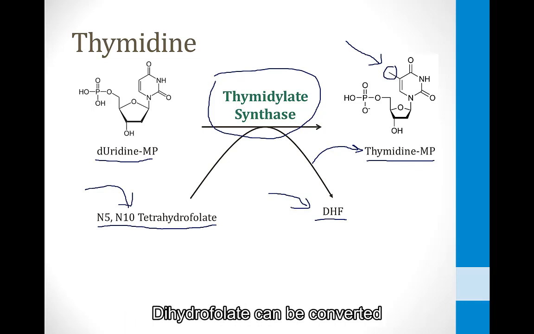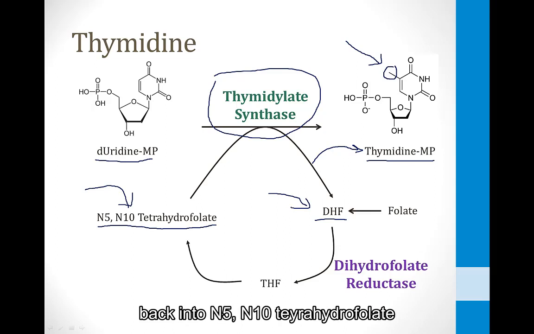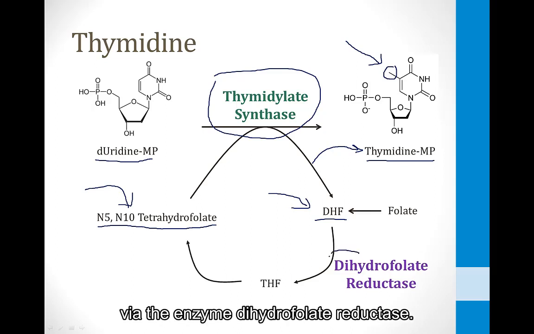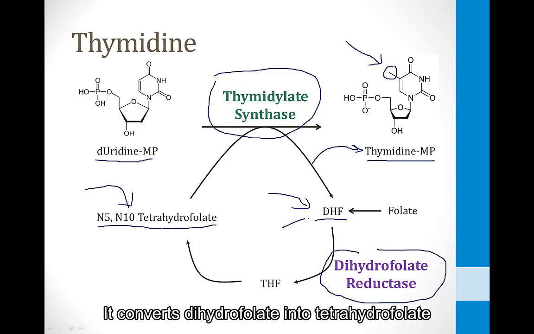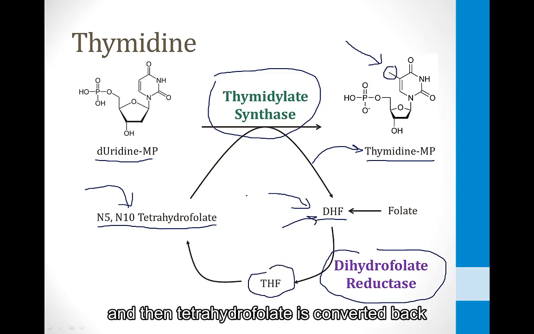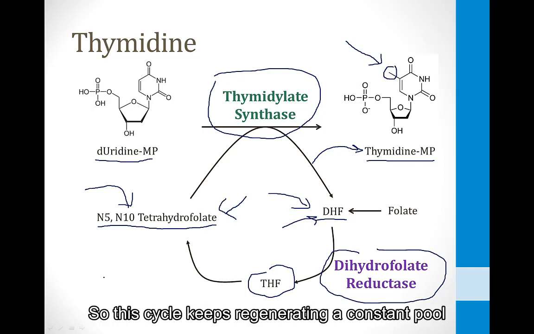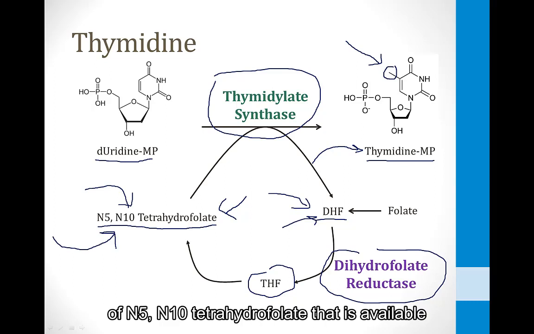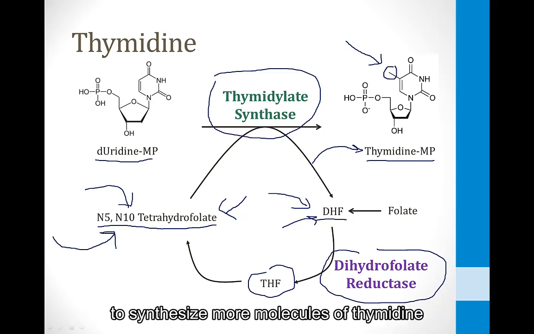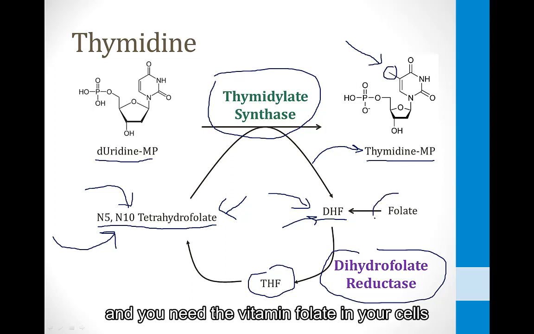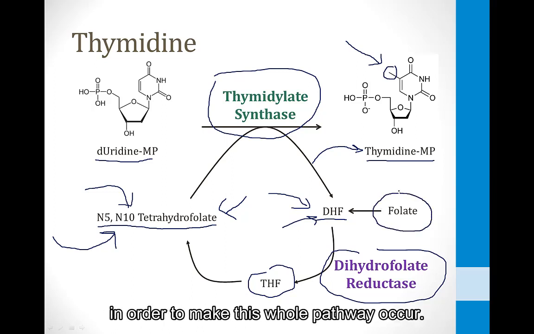Dihydrofolate can be converted back into N5-N10 tetrahydrofolate via the enzyme dihydrofolate reductase. It converts dihydrofolate into tetrahydrofolate, and then tetrahydrofolate is converted back into N5-N10 tetrahydrofolate. So this cycle keeps regenerating a constant pool of N5-N10 tetrahydrofolate that is available to synthesize more molecules of thymidine, and you need the vitamin folate in your cells in order to make this whole pathway occur.